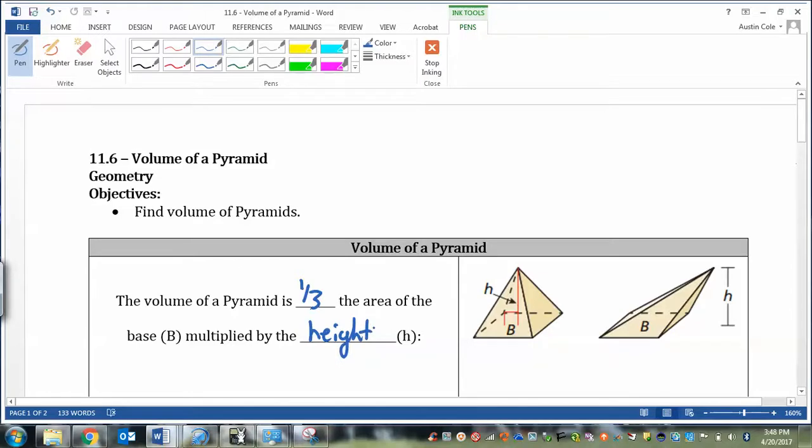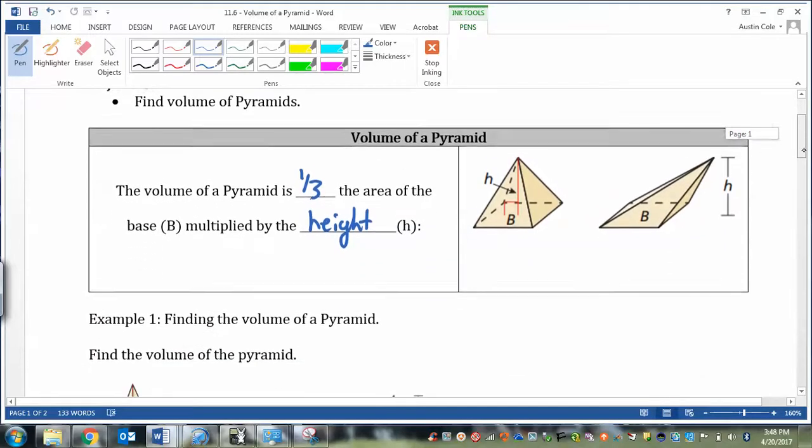If you want to check out that formula, if you take a pyramid and a prism that have the same height and the same area of the base, you can fill that pyramid with water or sand or salt or whatever. If you dump 3 of those pyramids into that prism, it'll fill the prism exactly. So that's where this formula kind of comes from. So let's look at that.